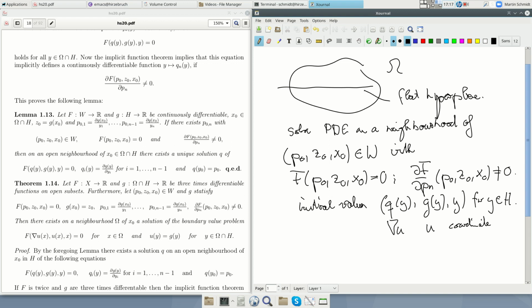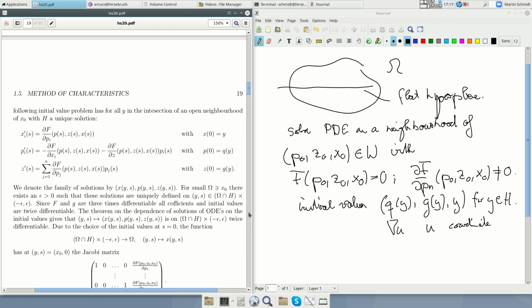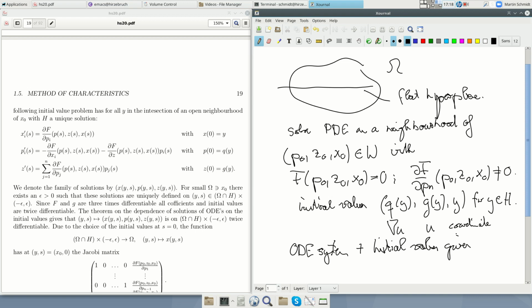Okay, so what do we do? Of course, now we use this as initial values and solve our ODE system. Now we solve our ODE system and obtain, yeah, ODE system plus initial values gives a family of solutions.